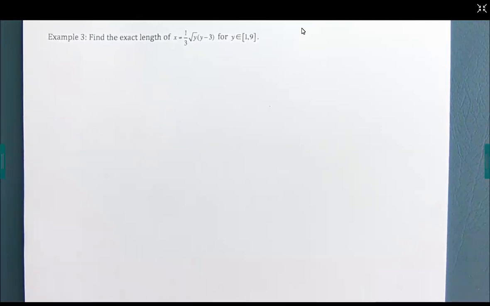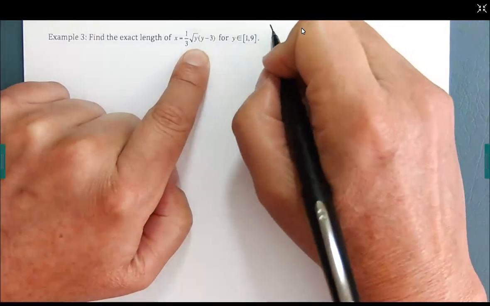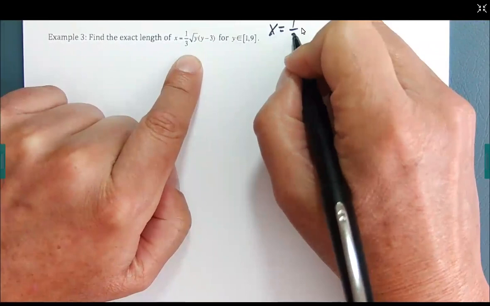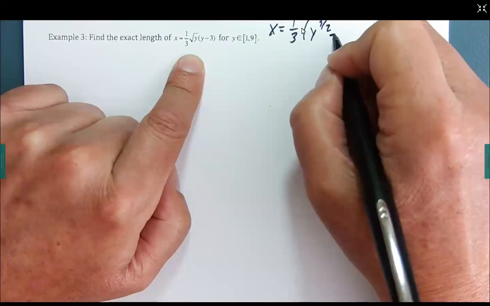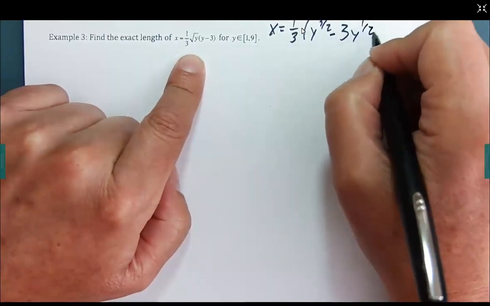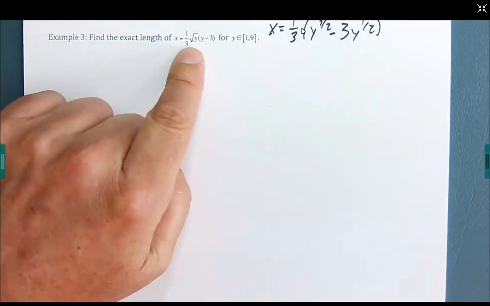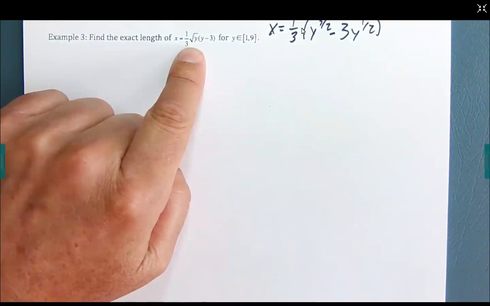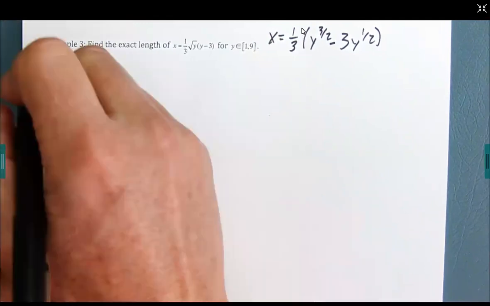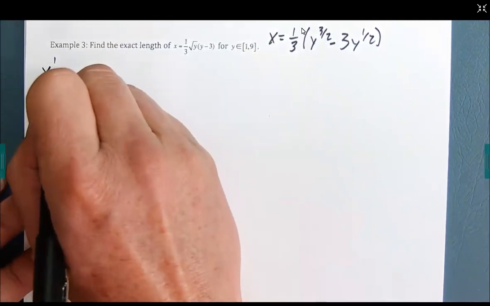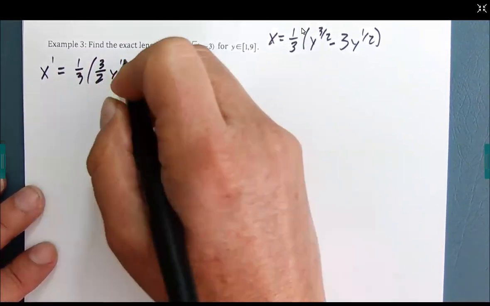All right, we have another x is a function of y. And I'm going to modify that real quick and say that x is equal to 1/3 y to the 3/2 minus 3 y to the 1/2. And again, all I did was distribute the root y, which is y to the 1/2 power, of course. All right, so I'm going to go ahead and take the derivative of that with respect to y. Just using power rule.